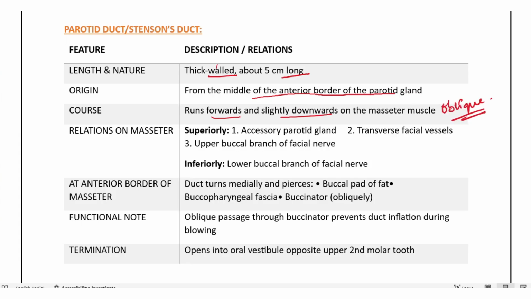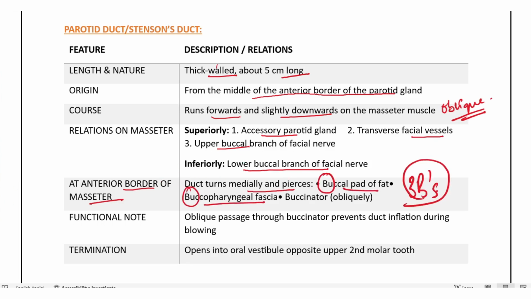Coming to the relation, superiorly, it's related to the accessory parotid, the transverse facial and upper buccal branch of the facial nerve. Inferiorly, it's related to the lower buccal branch of the facial nerve. Now, at the anterior border of the masseter, the duct turns medially and it pierces the 3Bs, as in the buccal pad of fat, okay, the buccopharyngeal fascia, and the buccinator muscle.